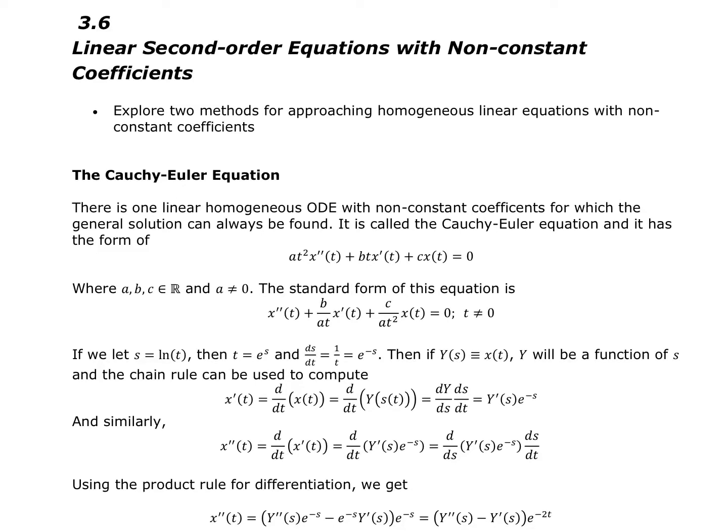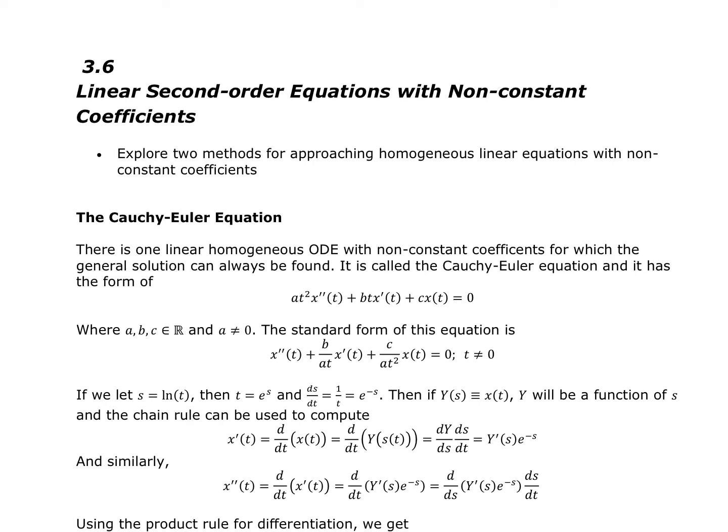In this video, we're going to look at linear second-order equations with non-constant coefficients. We're going to look at two methods for approaching non-homogeneous linear equations with non-constant coefficients. The first one we're going to look at is very specialized. It's a Cauchy-Euler equation. This linear homogeneous ODE with non-constant coefficients always has a solution that can be found.